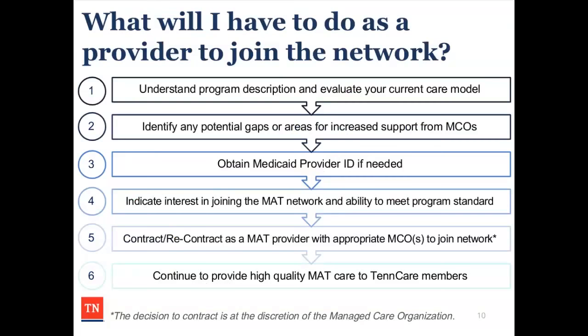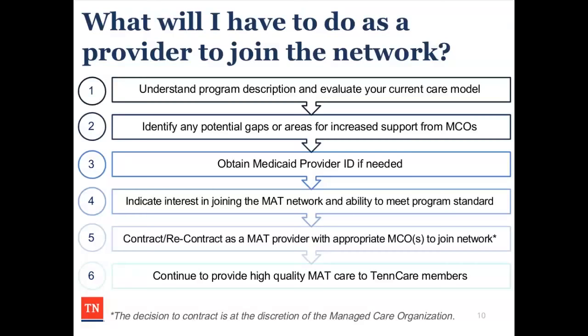Thank you, Dr. Wu. So we've outlined 6 steps that will help the providers get access to the MAT network. First step is to understand the program description. Mary Shelton sent this out to all individuals that registered today, so you'll receive a preliminary draft. The final versions will be on the MCO's website later on.